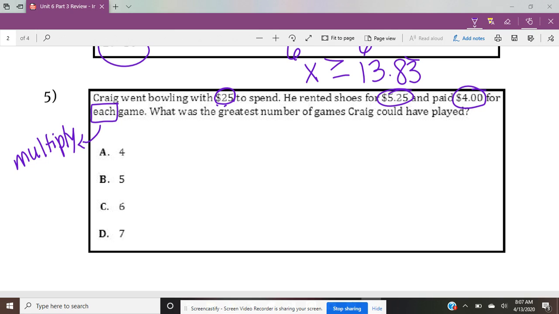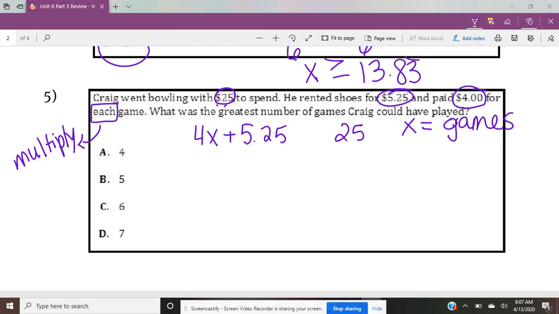Okay, so x is going to equal games. Okay, so it costs $4 for each game. I'm going to add that to the cost of shoes. Well, maybe get your own shoes. Those are expensive. And then I only have $25, right?